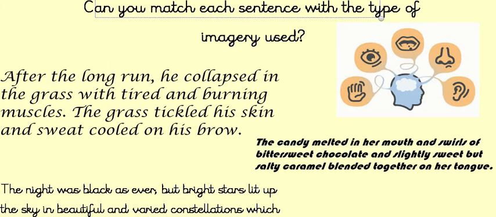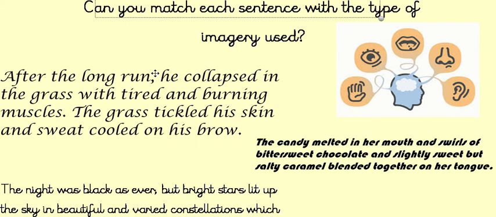Okay, let's have a look at this first one. After the long run, he collapsed in the grass with tired and burning muscles. The grass tickled his skin and sweat cooled on his brow. So have a quick think, which imagery are we talking about there? What sense are we talking about? Okay, I'm going to pause the video and have a quick think. Right, we're going through the answer. Of course, he's talking about touch, isn't he? Because the grass is touching his skin, and it tickled his skin.